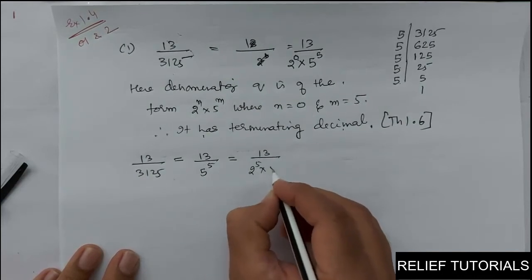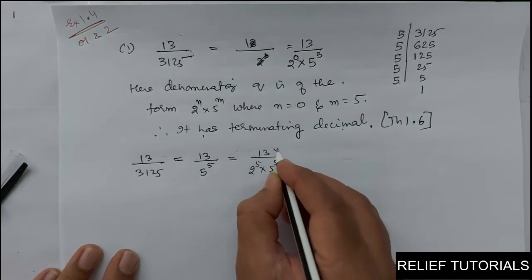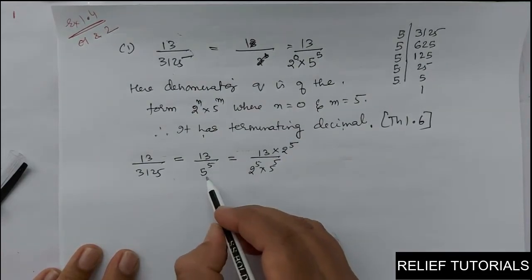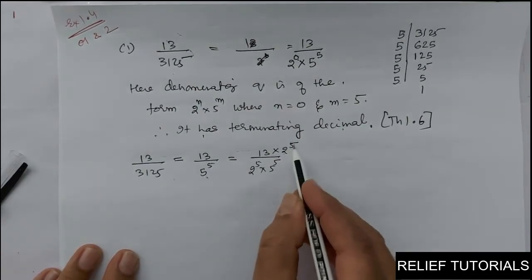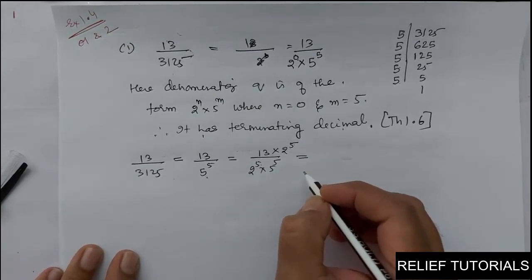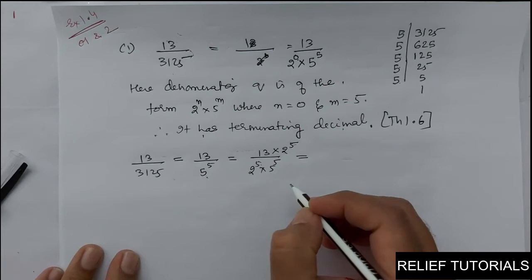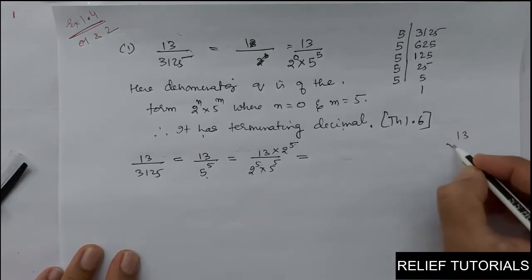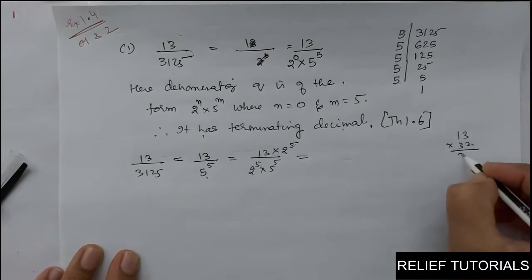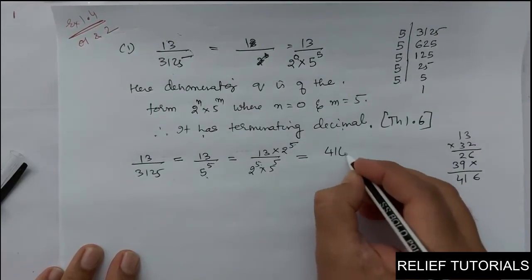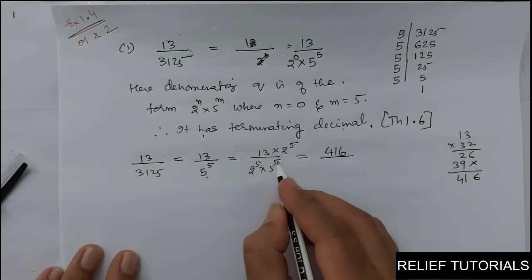See, 2 raised to 5 into 5 raised to 5. So here also I have to multiply with 2 raised to 5. What I have done is multiply numerator and denominator both by 2 raised to 5. So you will get 13 into 2 raised to 5. 2 raised to 5 is 32. Now 13 into 32: 3 times 2 is 6, 3 times 1 is 3, 39. So 416. So you will get 416 upon 2 raised to 5 into 5 raised to 5.